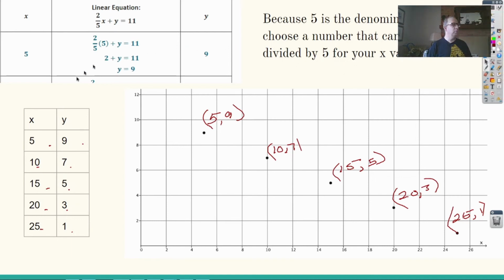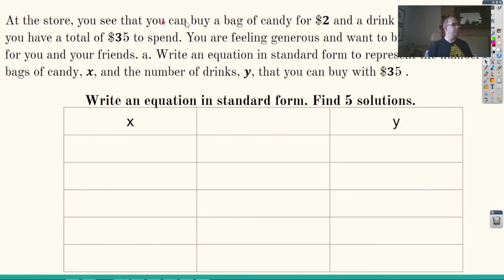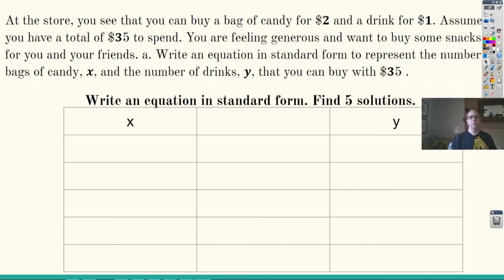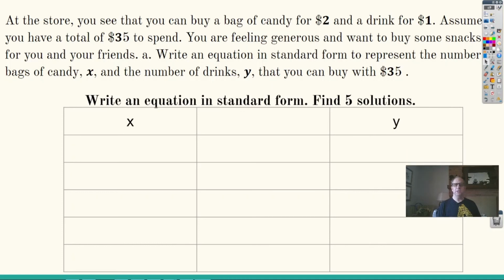So all we're doing is choosing a number that makes solving this equation easy to do. And it works with word problems too. So at the store, you buy a bag of candy for $2 and a drink for $1. Assume you have a total of $35 to spend. You are feeling generous and want to buy some snacks for your friends. Write an equation in standard form that represents the number of bags of candy and the number of drinks, right?